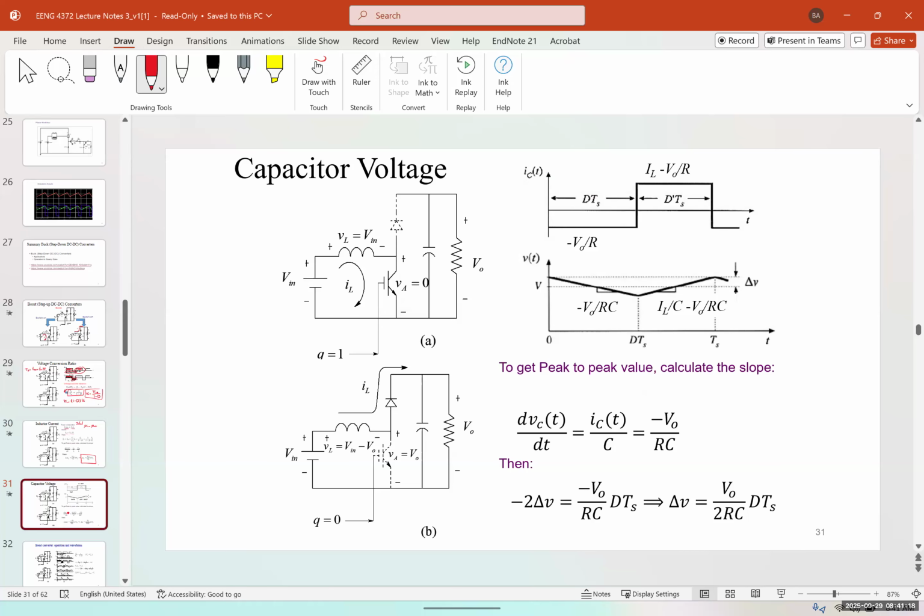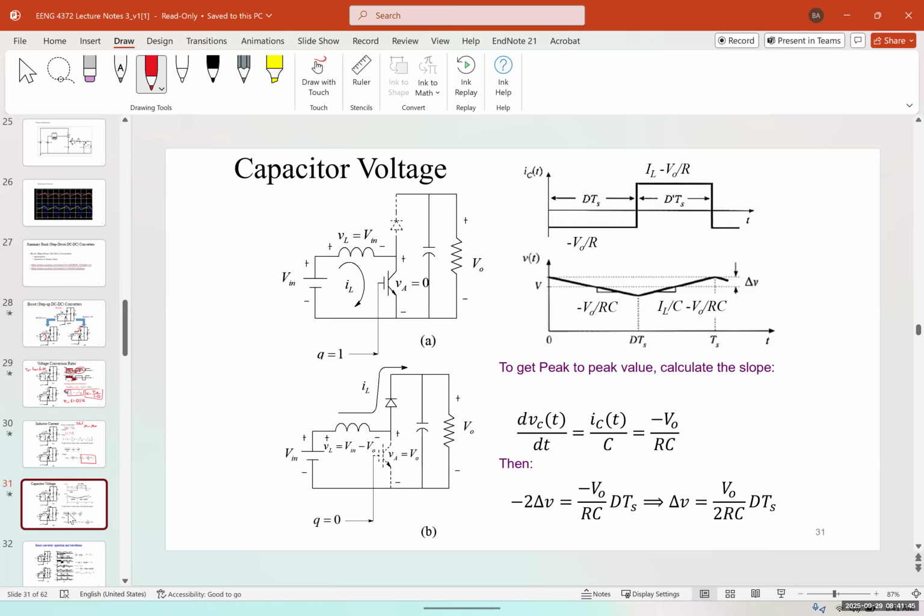Now, for the capacitor voltage, again, we can use the derivative. Here we have the charge, and as you know, dVc over dt gives us IC over C. Or we get this from the charge Q equal to CV, and then we can find dQ over dt, and we can get to this.